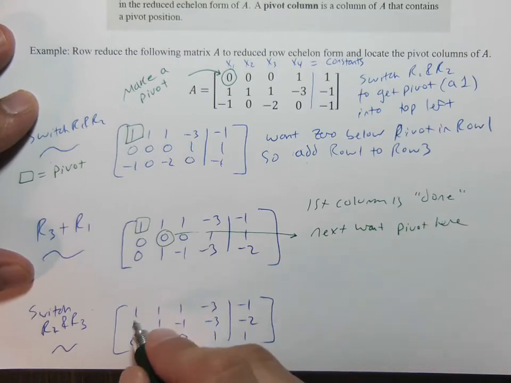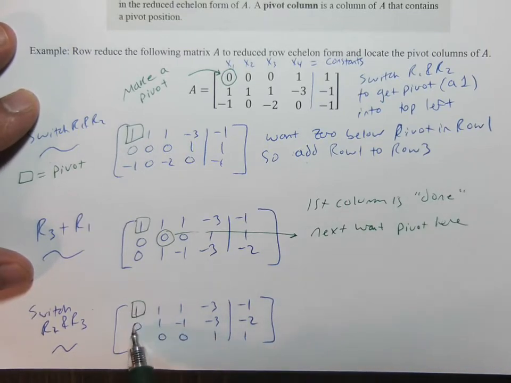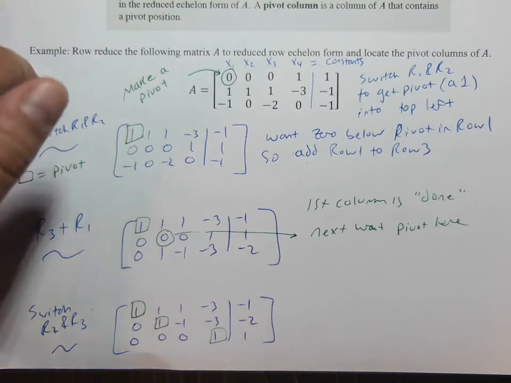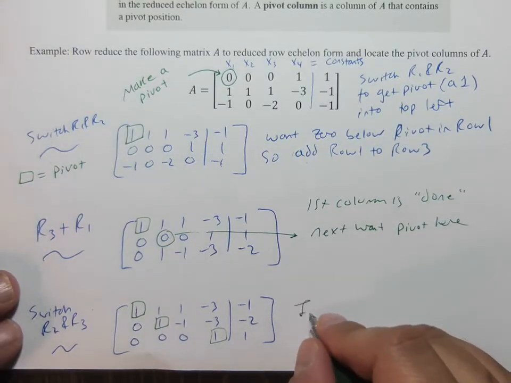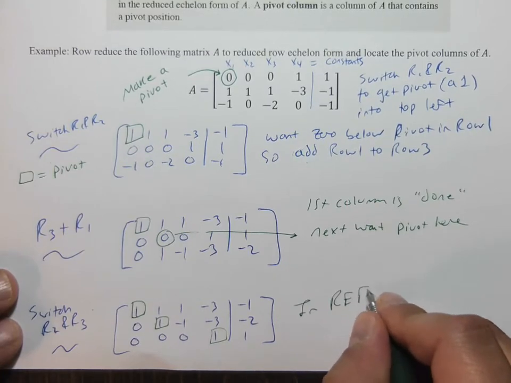And that's good, right? We've got a pivot here, down to the right, pivot here, and below that is a 0, so that checks out, and then down to the right, boom. So this actually satisfies REF. This is now in row echelon form.